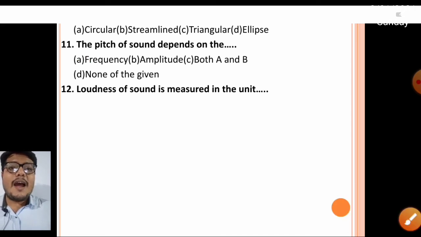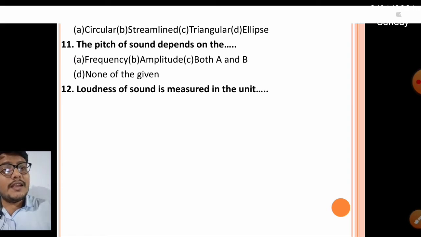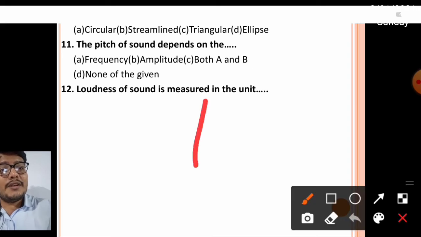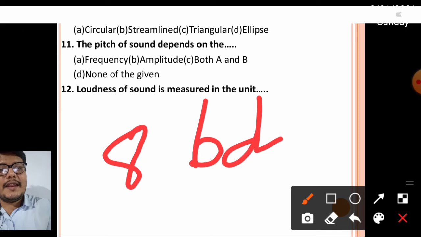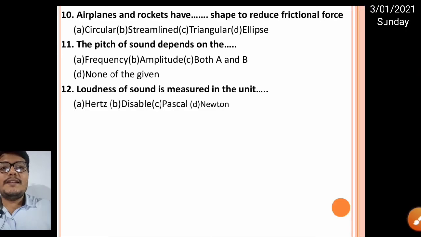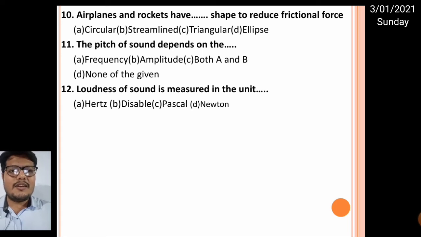See number 12. Loudness of the sound is measured in the unit. If you remember this, dB, right? 80 dB, if you remember, right? So see here, what is this dB? Hertz? No, hertz is Hz, no? So hertz cannot be it, and Pascal is not either.